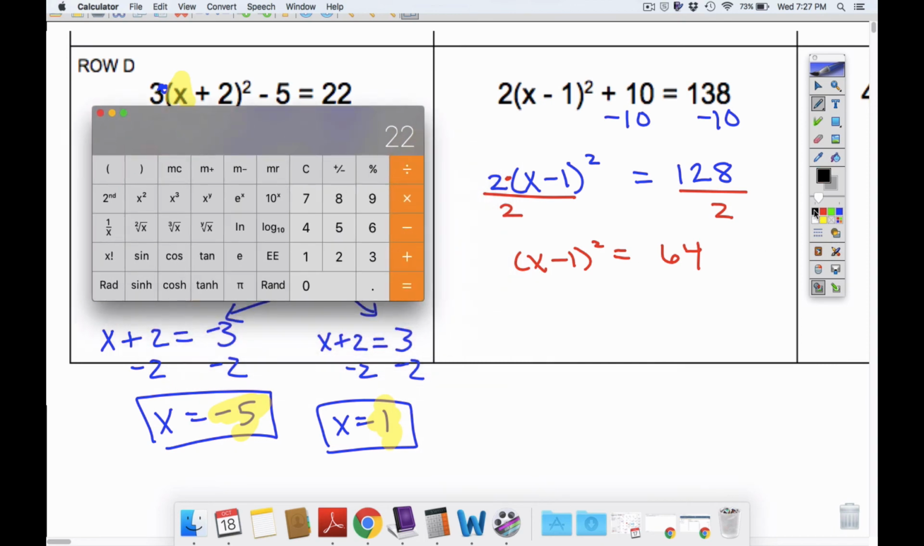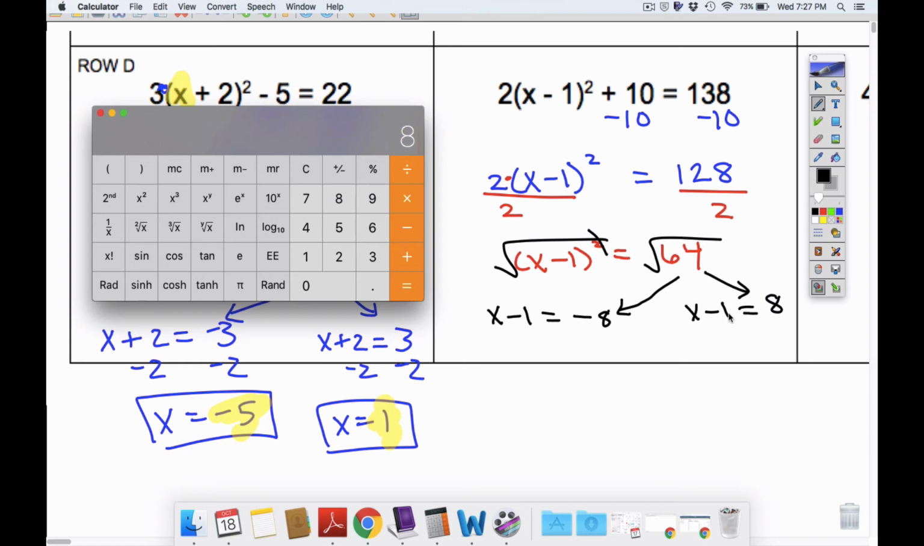Now my next step is to undo the squaring. So to undo that, I square root it. The square root of 64 is 8. Remember, if I want to check that on my calculator, square root button. But we also need to have a negative 8. And then the square root and the square here cancel. So I'm left with x minus 1 being equal to negative 8, and x minus 1 being equal to positive 8.